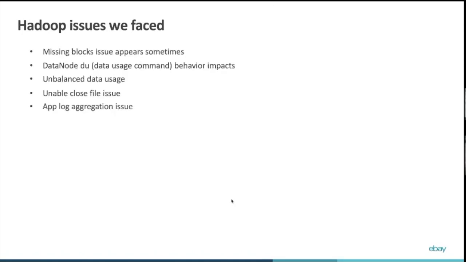This is the five issues we faced. Almost all of these issues are very common if you are working with Hadoop. I think you will also meet these problems. Today I just want to share some solutions from eBay and some new ideas in the community. The first problem is the missing block. This is related to data availability.